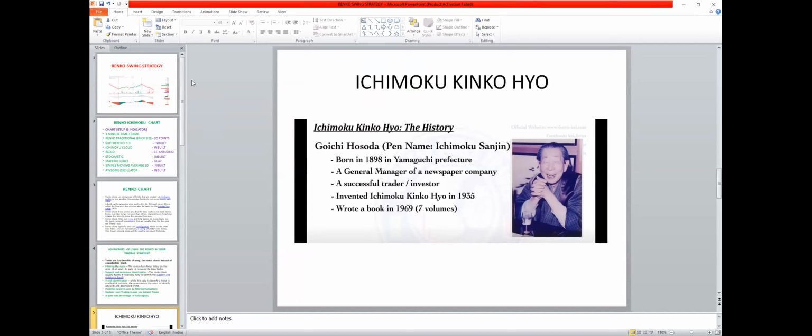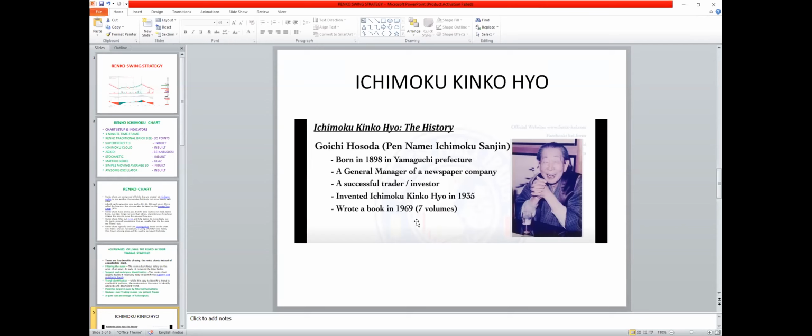Ichimoku Kinko Hyo, that is what we call it, and we are using the inbuilt one. Western people gave it the name Ichimoku Cloud. It was actually invented by a Japanese man. His actual name was Goichi Hosoda, and his pen name was Ichimoku Sanjin. He was a general manager in a famous newspaper there during that time, called Tokyo Times or something like that, and he was a successful trader and investor also.